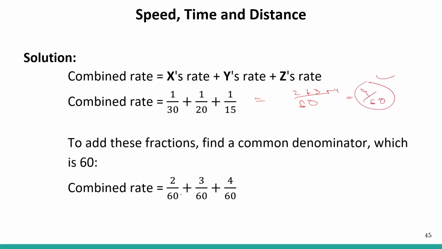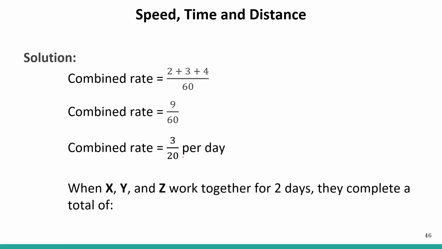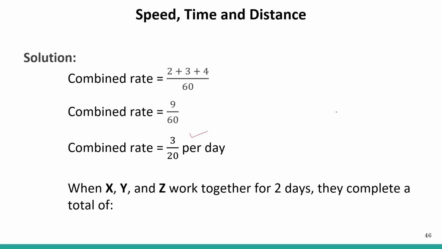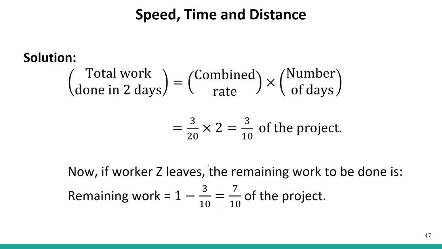So combined rate is equal to what? To add these fractions, find a common denominator. So solving it, what we are left with is combined rate is 3 by 20, by dividing by 3 on both the numerator and denominator. So X, Y, Z work together for 2 days and they complete a total of what? 3 by 10 of the project.